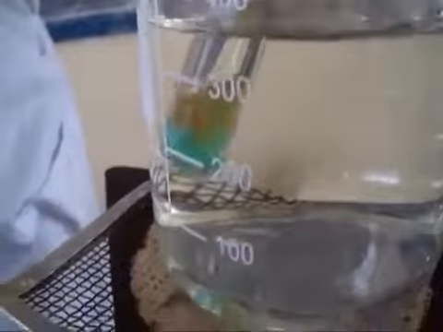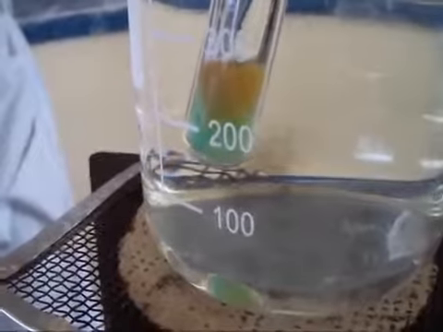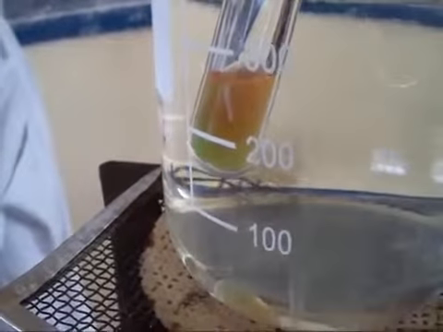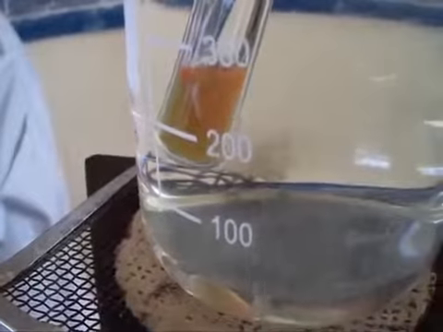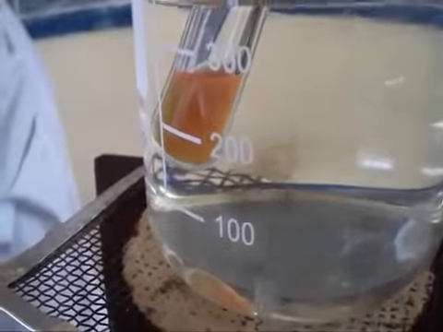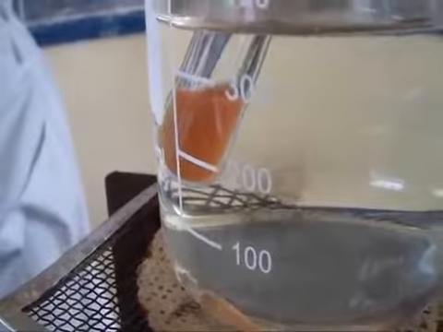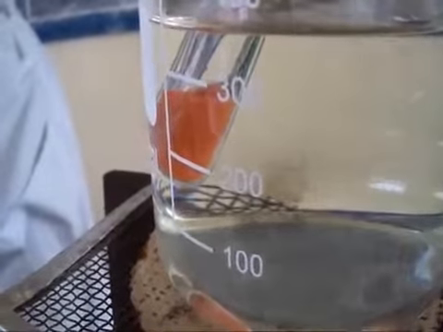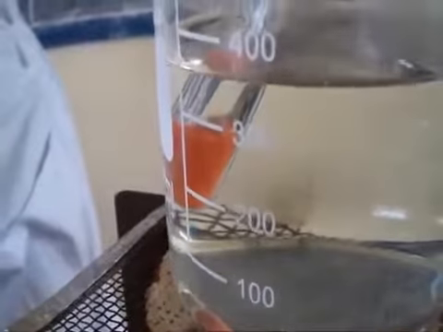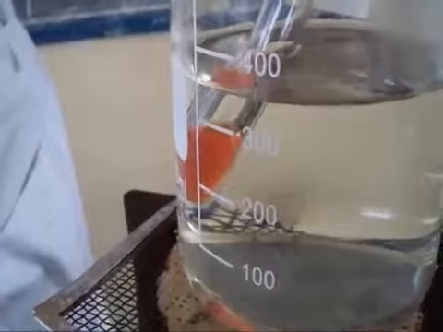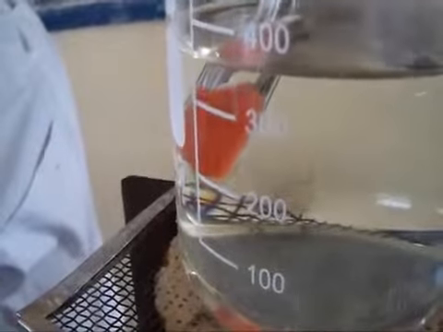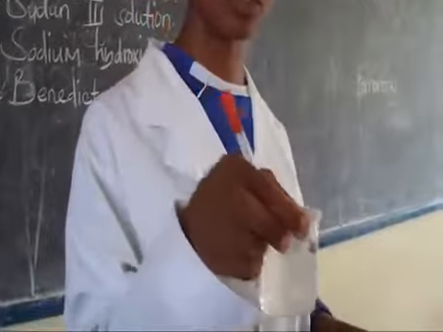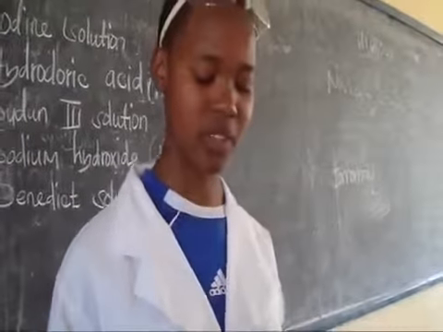As you can see, the color starts to change from blue to yellow. Then the red color has started to appear. And finally, our solution has become red, or brick red, we can say orange. We now have the food sample H, which does not contain reducing sugar. As we have seen, the food sample Y contains reducing sugar.